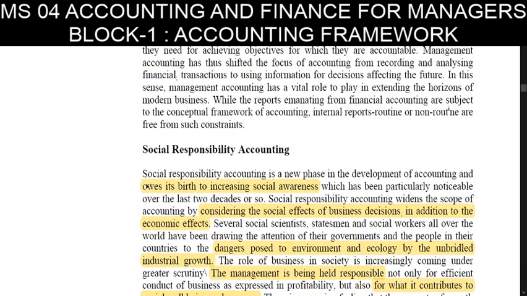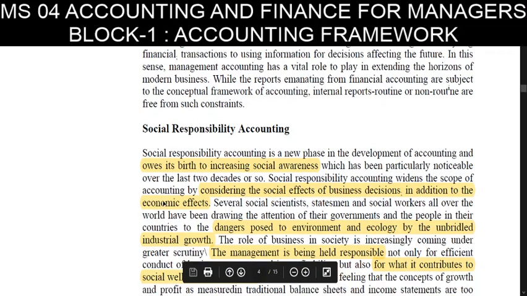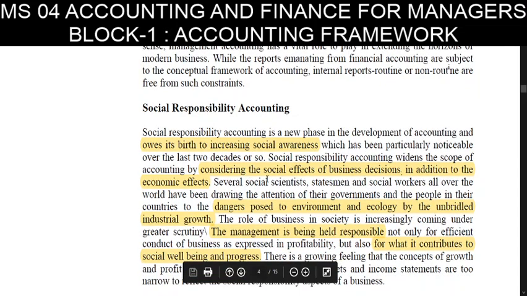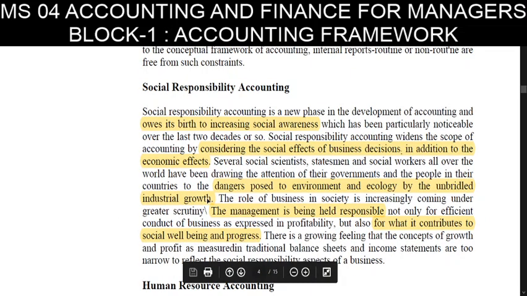Okay, the next part is social responsibility accounting. How did social responsibility accounting come? This came because of increasing social awareness. As days passed, social awareness increased. Social responsibility accounting majorly looks at the social effects of business decisions in addition to the economic effects also.